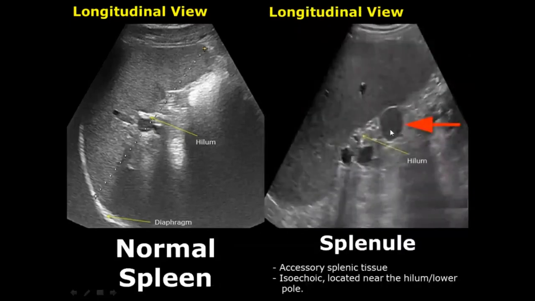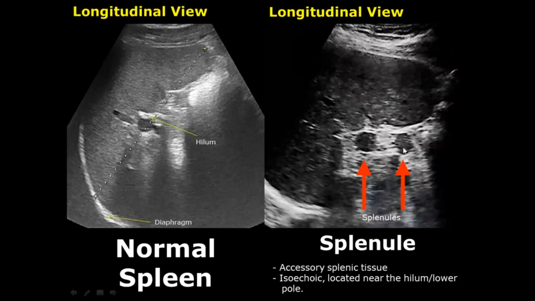The splenule, also known as accessory splenic tissue, can be found in the hilar region or even at the lower pole of the spleen. It is not a pathology. It can occur in some patients and it will have an isoechoic appearance, similar to the spleen. And on Doppler, it can have a blood supply which can be noted. Here you can see two separate splenules. They can be more than one in some cases.